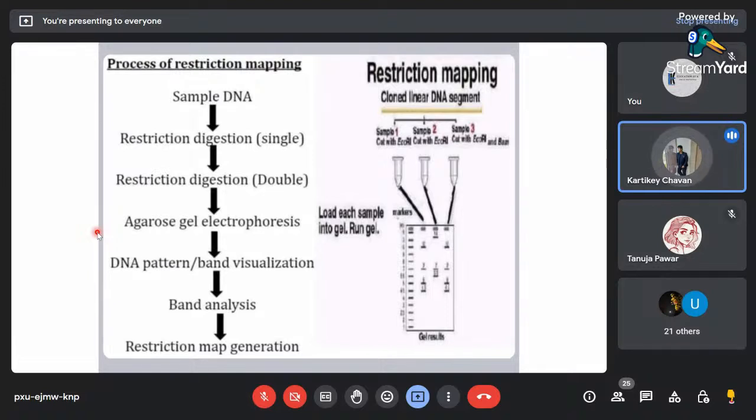The next one is DNA pattern and band visualization. By staining, we can perform the band visualization, as we have learned earlier in the blotting techniques and gel electrophoresis, how the staining is done. After the staining, we can go for band analysis. That is, which band has which position, what is the weight, what is the size of the DNA fragment. And that is how the restriction map generation is done. Next, please.